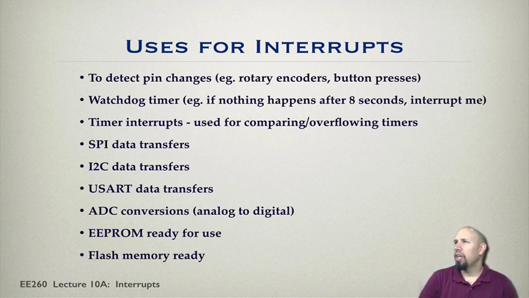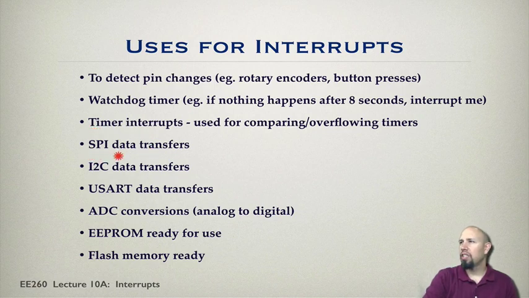There are many uses for interrupts. You can detect a pin change, for example, using rotary encoders or button presses or some other signals. Watchdog timer: that is, if nothing happens after 8 seconds, interrupt me. Interrupt timers can be used for comparing or overflowing timers. We're going to look at those specifically in more detail next time.